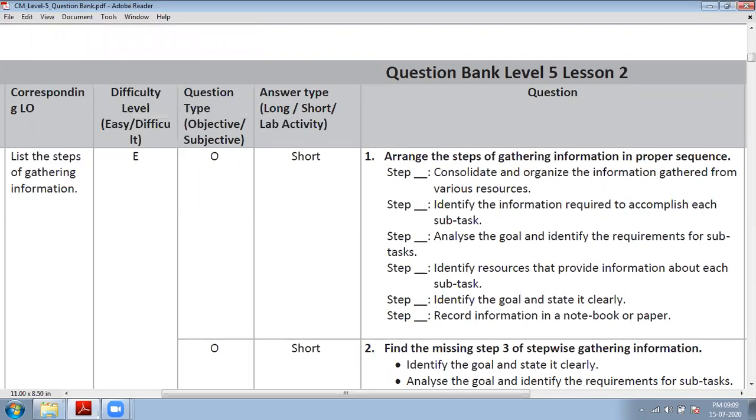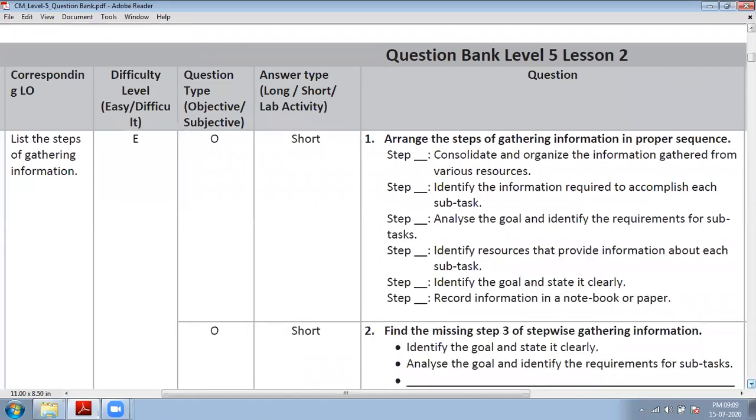So, as per the PT1 syllabus, we have already finished chapter 2, which is information, gathering information. And we have already finished all the portion of the theory, worksheet, each and everything. Now we'll discuss some questions from lesson 2.